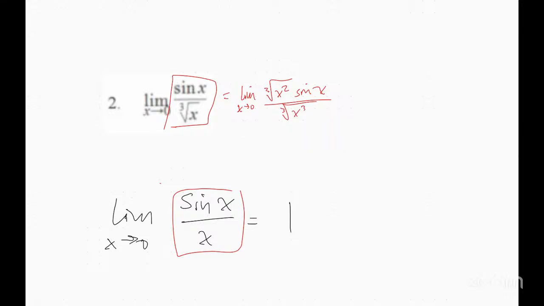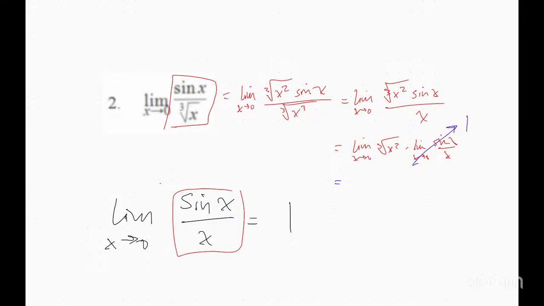That equals the limit as x goes to 0 of the cube root of x squared times the sine of x all over x, which equals, we can break this up, right? The limit as x goes to 0 of the cube root of x squared times the limit as x goes to 0 of sine x over x. Follow? And this goes to 1. So it just equals the limit of the cube root of x squared, which is 0, times 1, which is 0.